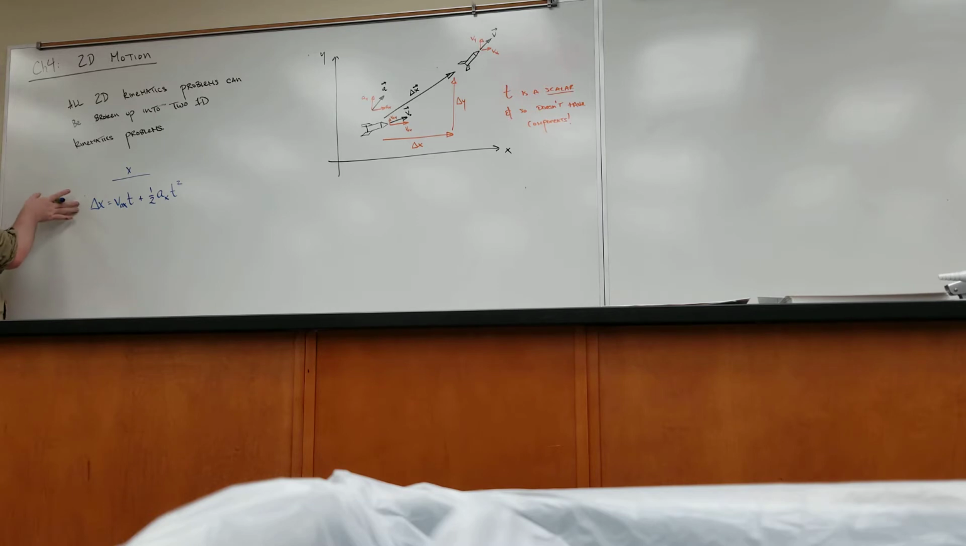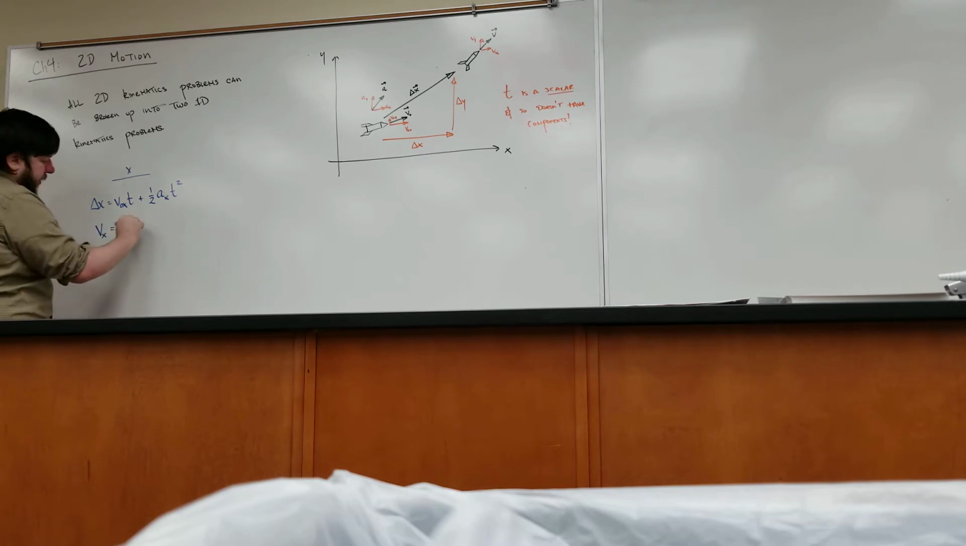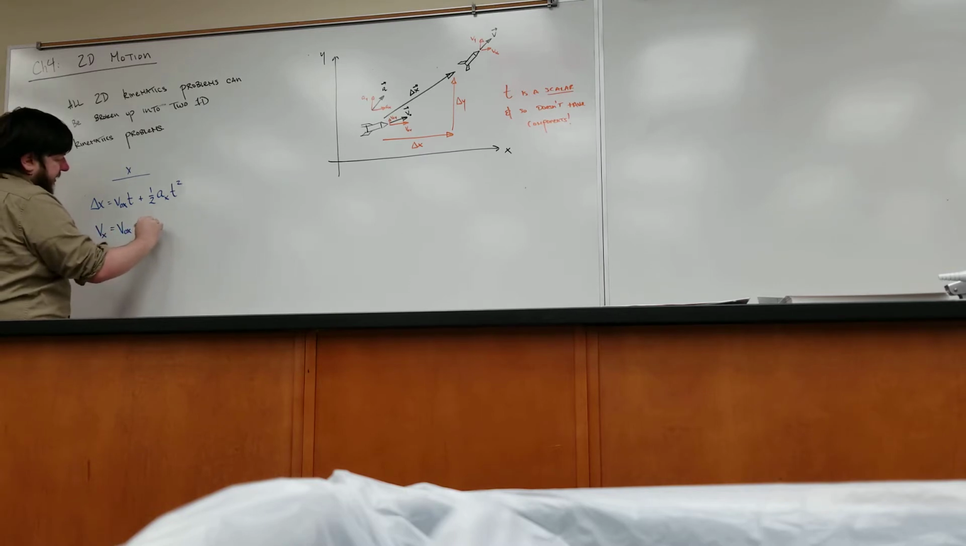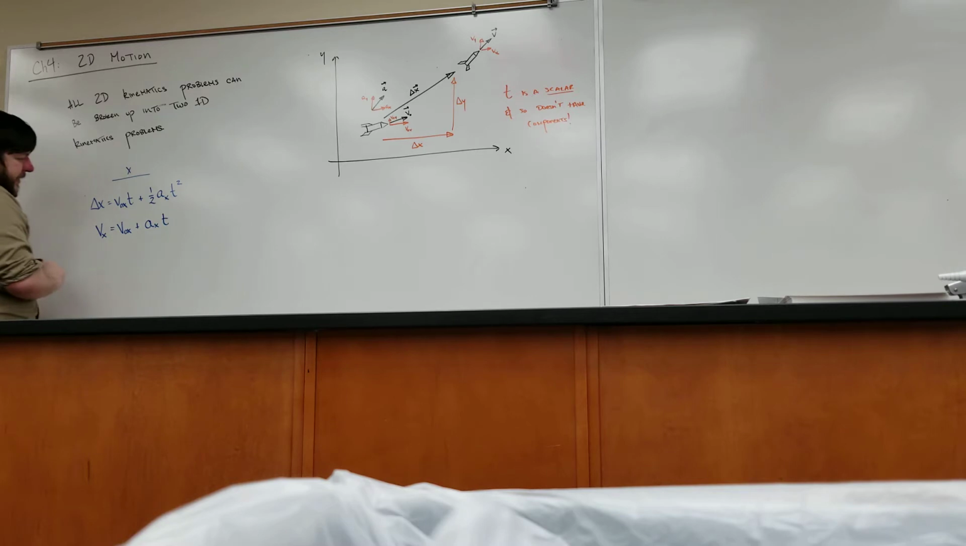So when I write out my equation in the x direction, I need to make sure that each vector is specifically the x component of that vector. So the final velocity is the x component of the final velocity. The initial velocity is the x component of the initial velocity. The acceleration is the x component of the acceleration.